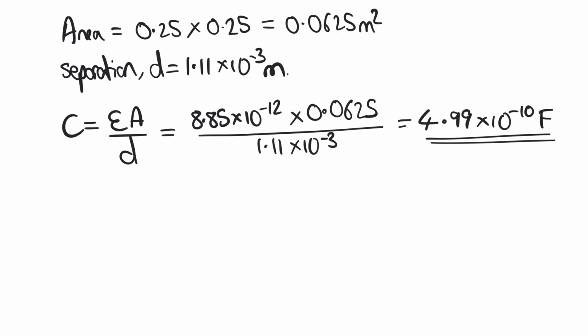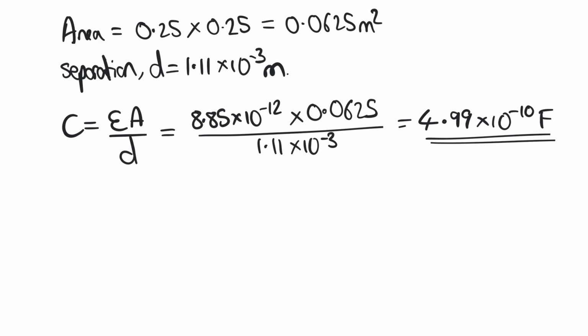Now I can calculate the area by multiplying the 0.25 by the 0.25. I've got my separation, so I can use the parallel plate capacitance equation, which says the capacitance equals the permittivity times the area divided by the separation. And since it's mostly air in the gap, I'm going to take the permittivity as the permittivity of free space. If I put all those numbers in, I get 4.99 times 10 to the minus 10 farads, or 499 picofarads. Now, it's not totally different to what I got, but it is a bit smaller.